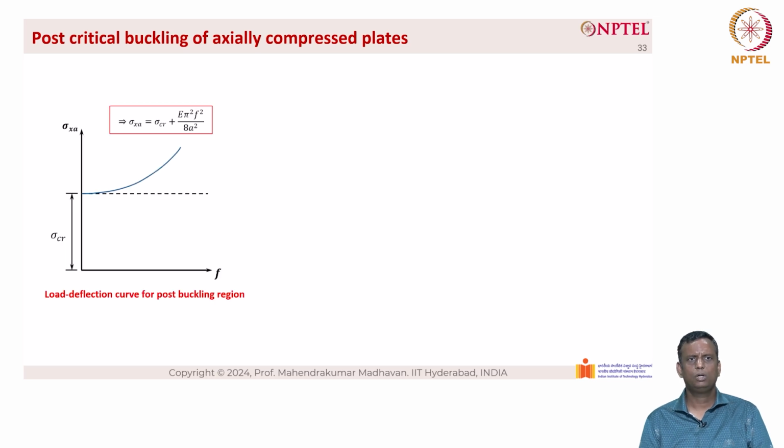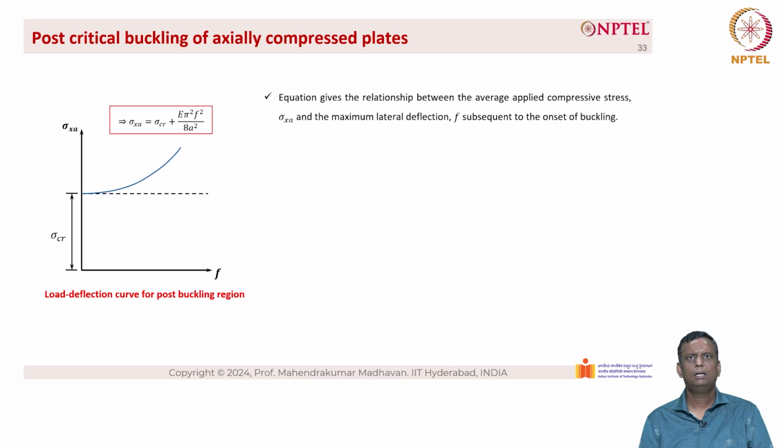We can see the load displacement plot here, with sigma critical on the y-axis and f on the x-axis. When we do so, we see that sigma xa equals sigma critical, which is the base value, plus, due to the post-critical buckling, additional strength, which is E into pi square into f square divided by 8a square. This equation gives the relationship between the average applied compressive stress sigma xa and the maximum lateral deflection f, subsequent to the onset of buckling.